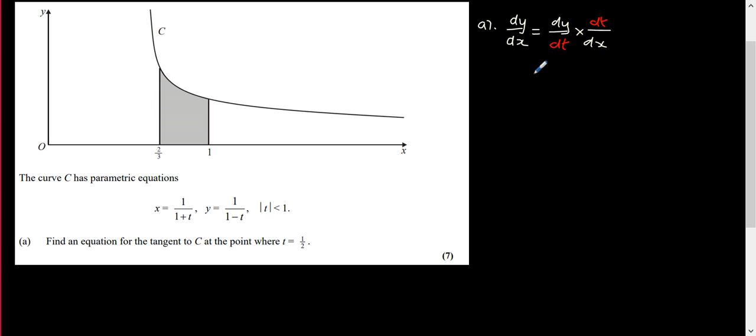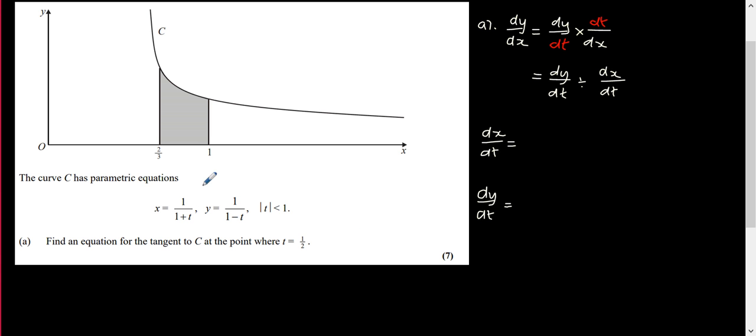Now, ordinarily, we'd write this as dy by dt and then divided by dx by dt. Now, this question is a bit interesting because of these reciprocal functions, but that's the principle, okay? That's how we differentiate parametric equations. So we do need to find dx by dt. We need to differentiate that. We also need to find dy by dt, and then we use those two together.